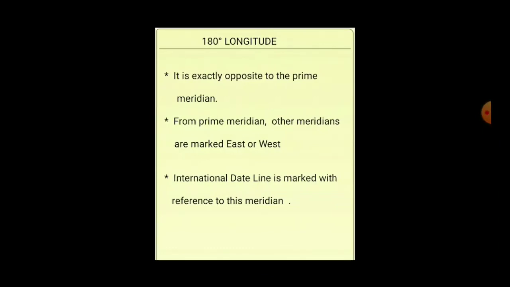This 180 degree longitude is exactly opposite to the prime meridian. The prime meridian and 180 degree longitude together form a great circle. From the prime meridian, other meridians are marked east or west. That is, they will be either in the eastern hemisphere or the western hemisphere. The International Date Line is marked with reference to 180 degree longitude.